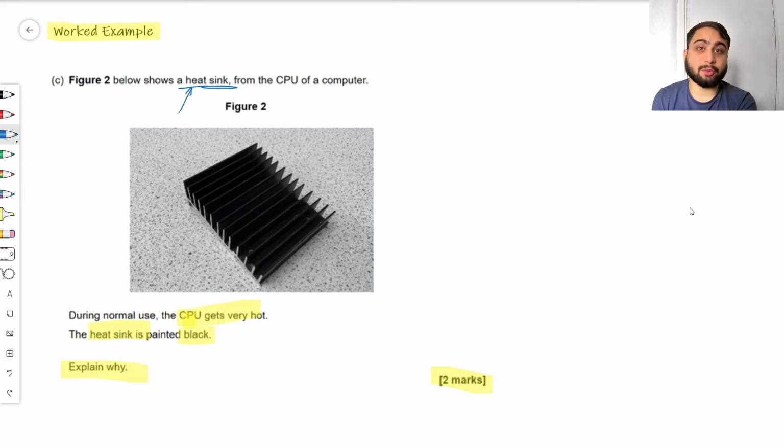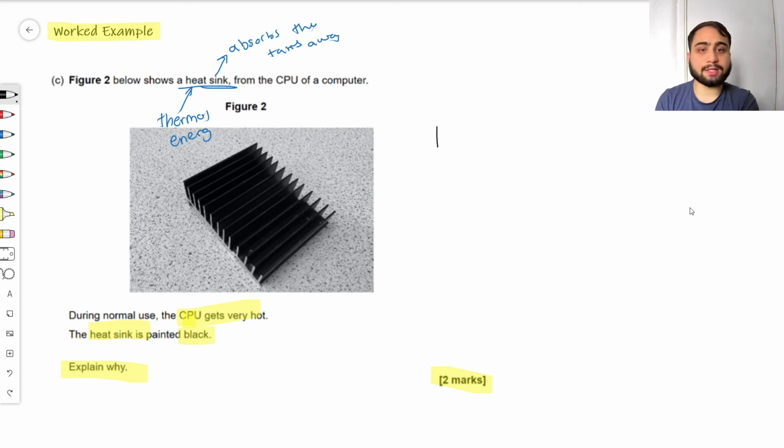Heat, you know what that is, thermal energy. And sink. Sink means to absorb and take away. So a heat sink is really something that takes in thermal energy and then dissipates it out into the surroundings. And the CPU of a computer, CPU stands for Central Processing Unit, if you're interested, is really the brains of the computer. Now, here we know in the question that the CPU gets very hot. Okay, that's our first clue. The heat sink is painted black. Explain why. Okay, so first of all, we want to explain why it's black.